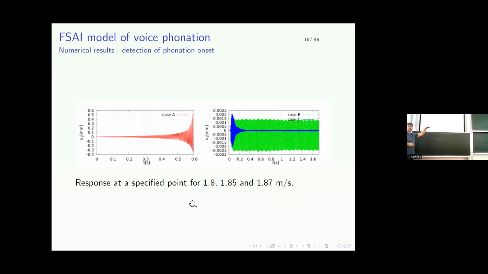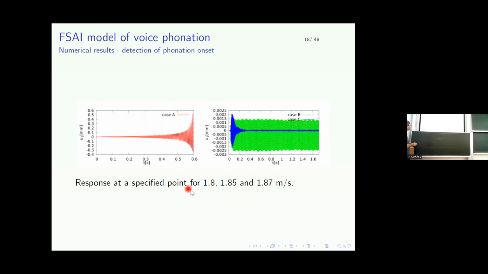at the specified point on the top surface of the vocal fold. You can see that, okay, the red signal, 1.87, shows increasing amplitudes in terms of the displacements. This basically means that the phonation process starts and the vocal fold starts to increase its amplitudes. The original positions of the vocal folds are far away from each other, and when they start to oscillate, the amplitude starts to increase and they start to touch each other and create the sound. Okay, this is case A.